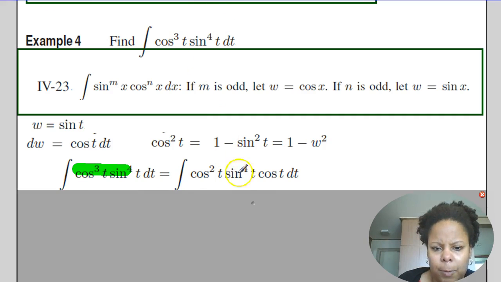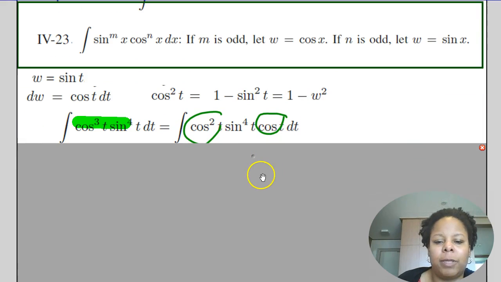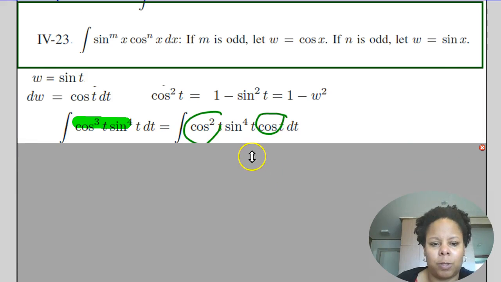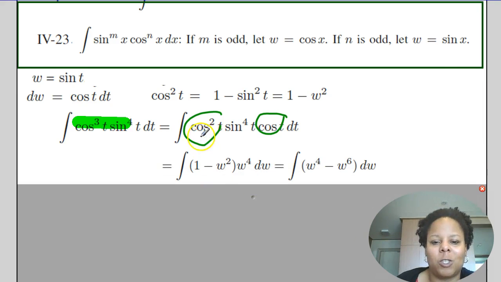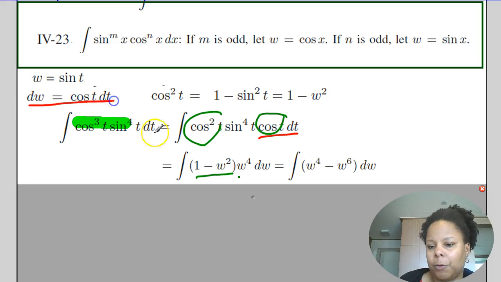So we're breaking this up into this, and the reason is that we want to be able to use u substitution. In this case, w substitution. So cosine squared, because w is sine t, ends up being 1 minus w squared. This is my w to the fourth power. And then my dw is cosine t dt, which is why we broke up that cosine, took out one cosine, so we can be left with a dw, okay?